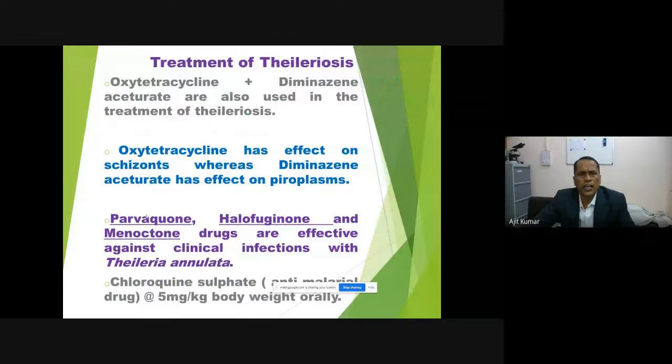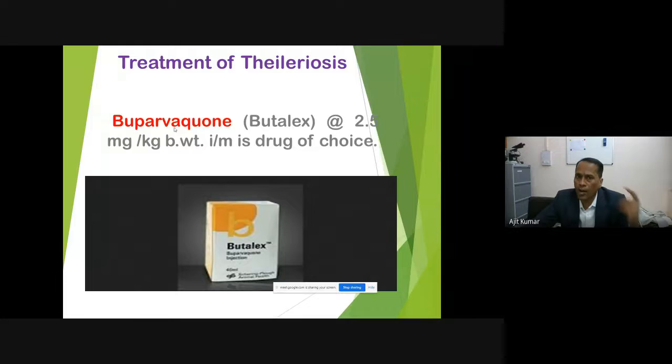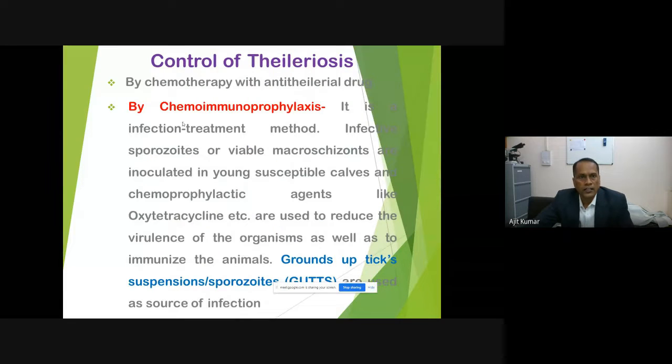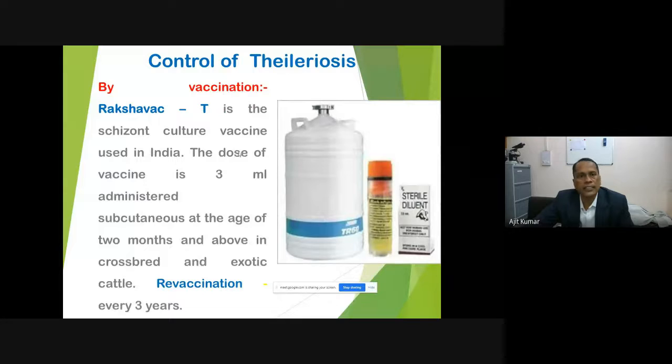The drug of choice for theileriosis is buparvaquone. We have already said buparvaquone is a costly drug, but it is the drug of choice. It can be used for the control of this economically important and dreadful parasite, Theileria, which causes the disease known as theileriosis. Another cheaper drug is available, but the most important drug, the drug of choice, is buparvaquone. We have also discussed chemoimmunoprophylaxis. By using the infection and treatment method, we can immunize the animal and control Theileria infection. Then the vaccine we have discussed, the Raksha vaccine, is revaccinated every 3 years, and the dose is 3 ml. We can immunize the animal against theileriosis and prevent infection in cattle.